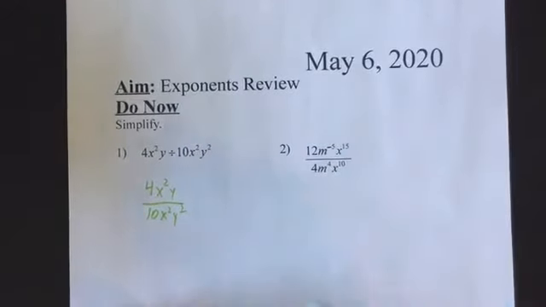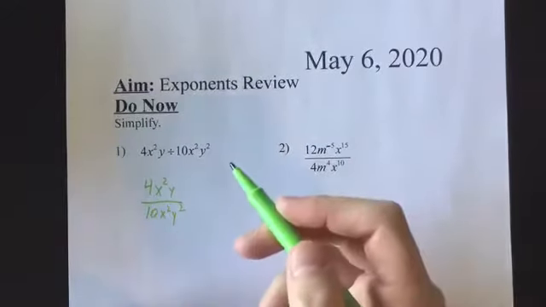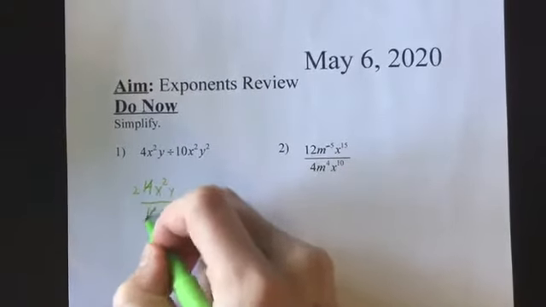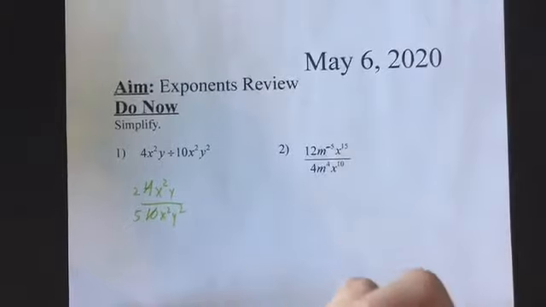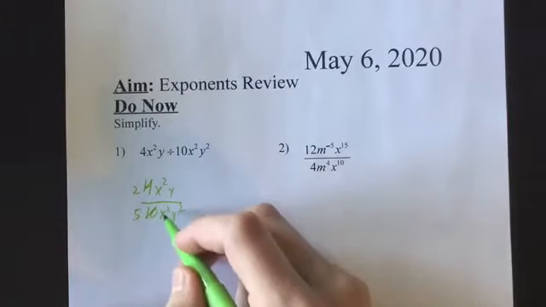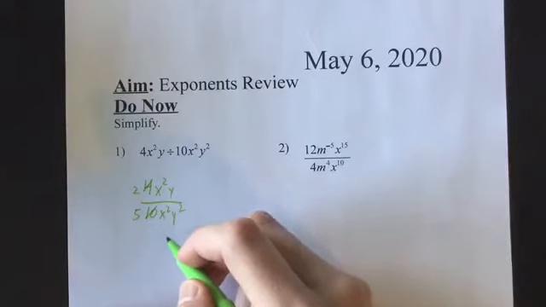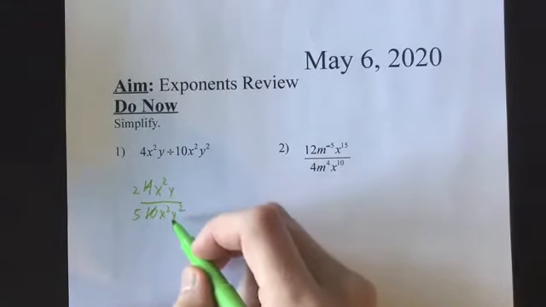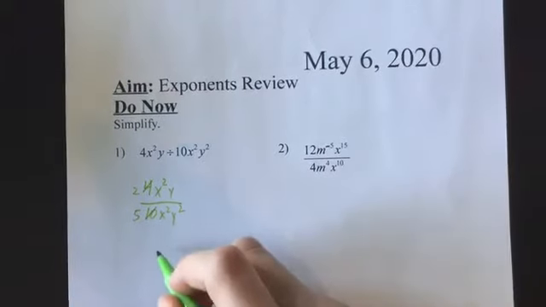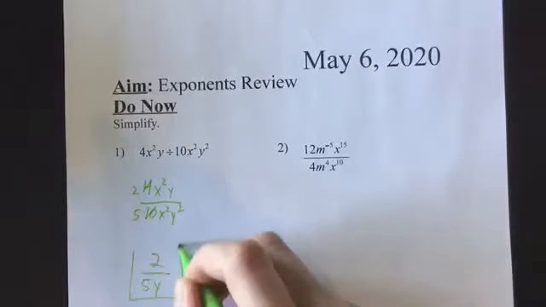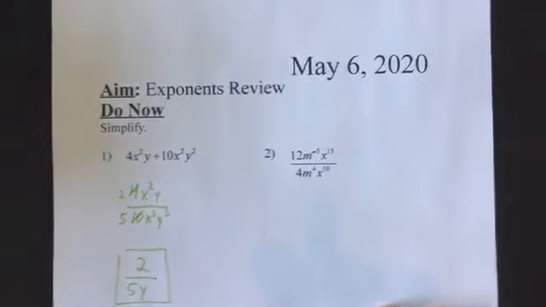First thing I like to do here is look at my coefficients, 4 over 10. I know they have that common factor of 2. 2 goes into 4 2 times, 2 goes into 10 5 times. Okay? Then I'm looking at what's going to cancel. Well, x squared over x squared, those both cancel out, so those are gone. Y over y squared means we can cancel 1 y. There'll be 1 y left over in the bottom, so we get 2 over 5y. And there we are, fully simplified.